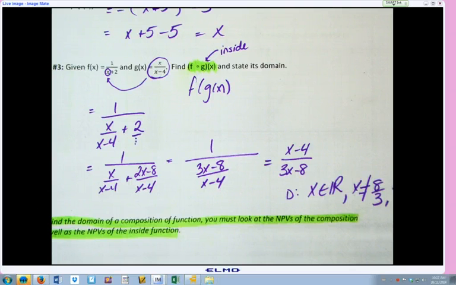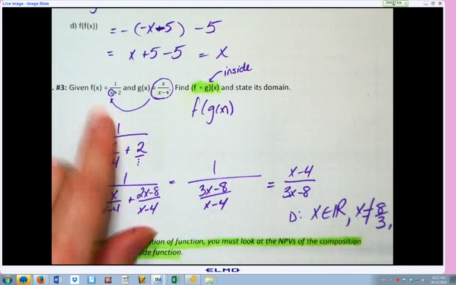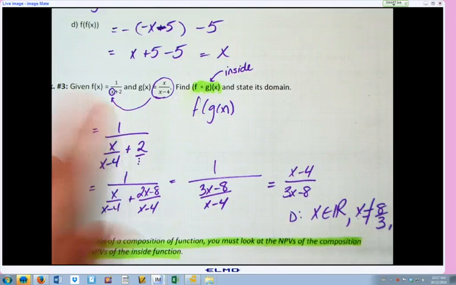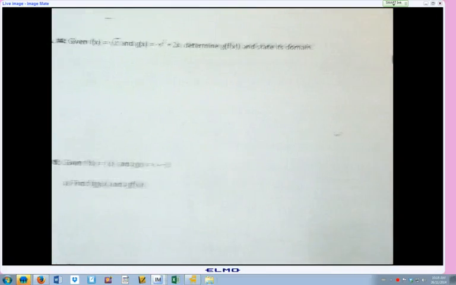How are we doing? Because we replaced this x, so it's irrelevant once we simplified. Okay, let's do a radical.